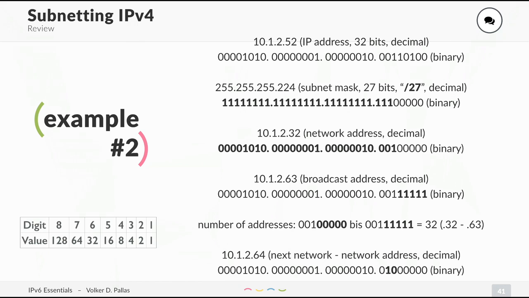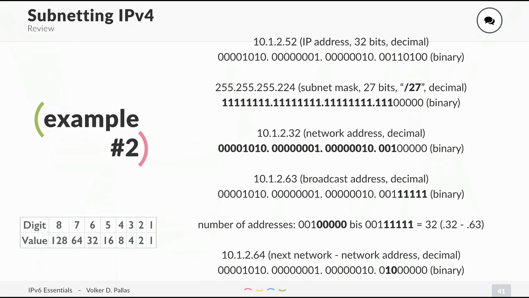What is the broadcast address? Well, the broadcast address is the network address with all the host bits set to 1, which is 10.1.2.63. It's pretty easy, right? You can always use the chart on the left. The number of addresses this time is smaller. We have fewer zeros and fewer ones. So the maximum number is 32 if you count everything 0 to everything 1. The next network in this case is 10.1.2.64.